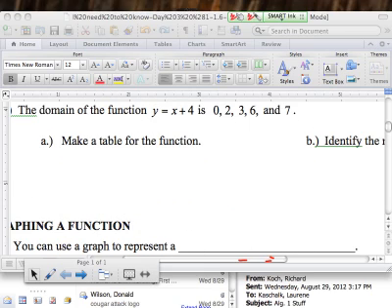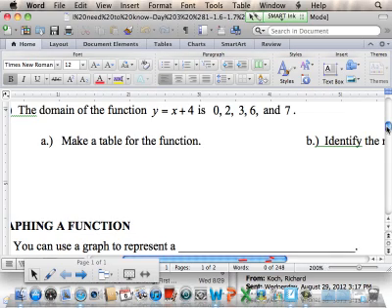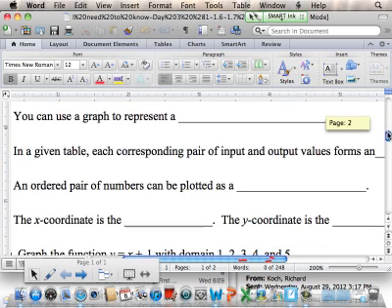Now we're going to transition into taking a look at graphing a function. You're going to notice we're going to do a lot of work going from tables to graphs, from graphs to equations, from equations to tables, etc., etc. Okay. So just a few things here. First of all, we can use a graph to represent a function.